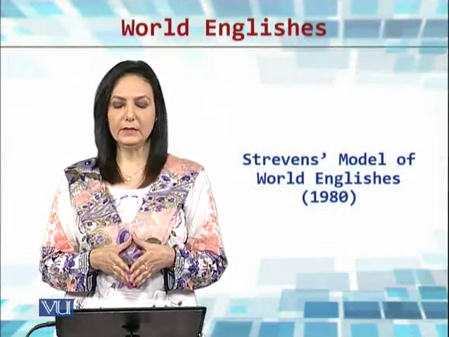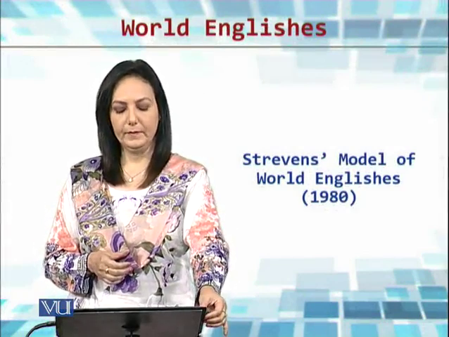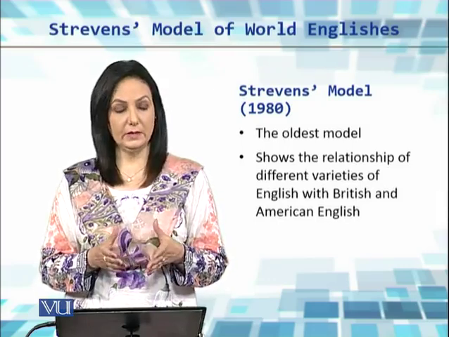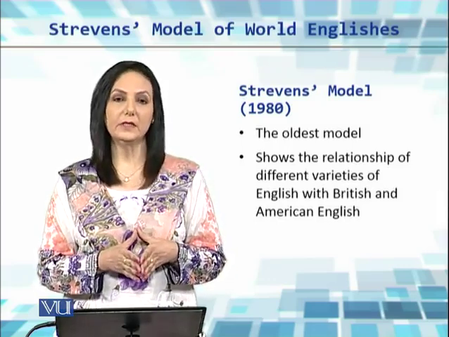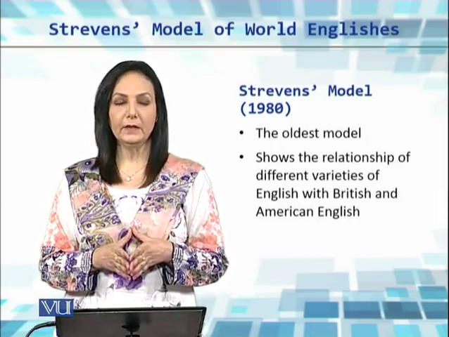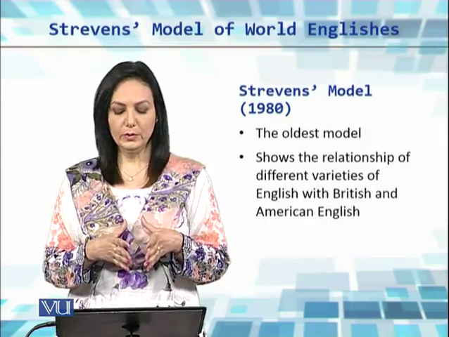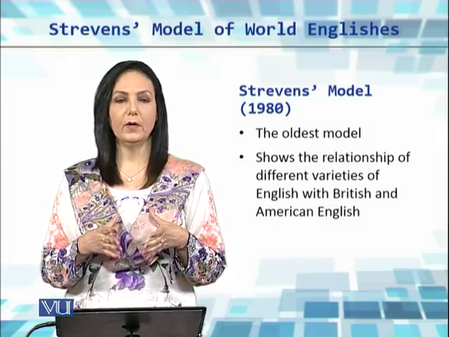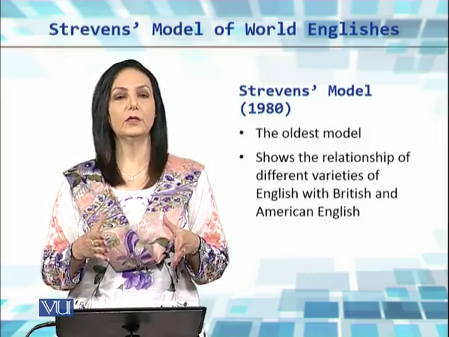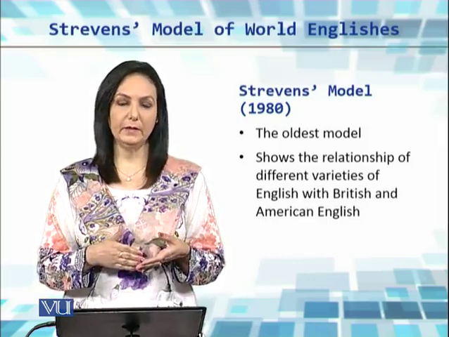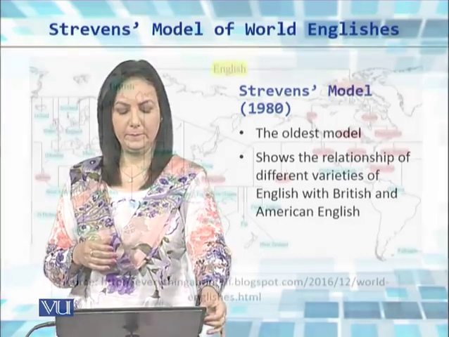In this module, we are going to take a look at Stevens' model of world Englishes. This is considered the oldest model of world Englishes presented. It was presented in 1980. In this model, Stevens tried to show the relationship of different varieties which are used in the world today with that of either American or British variety.